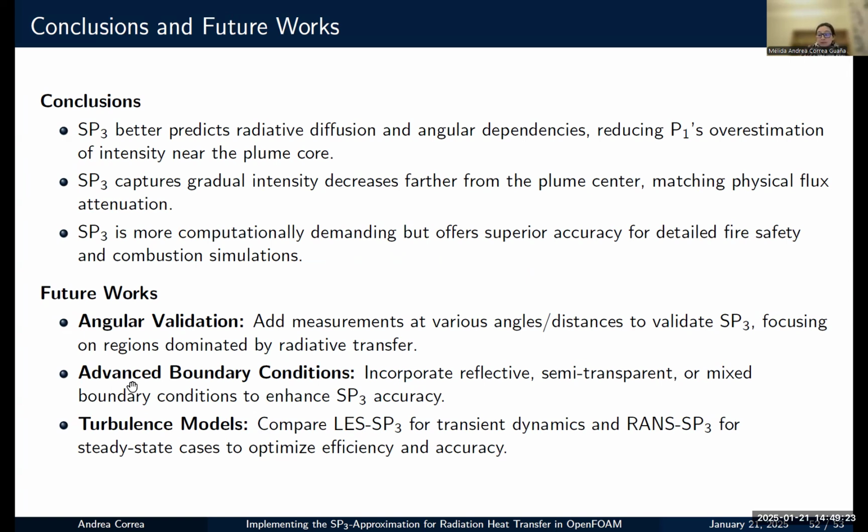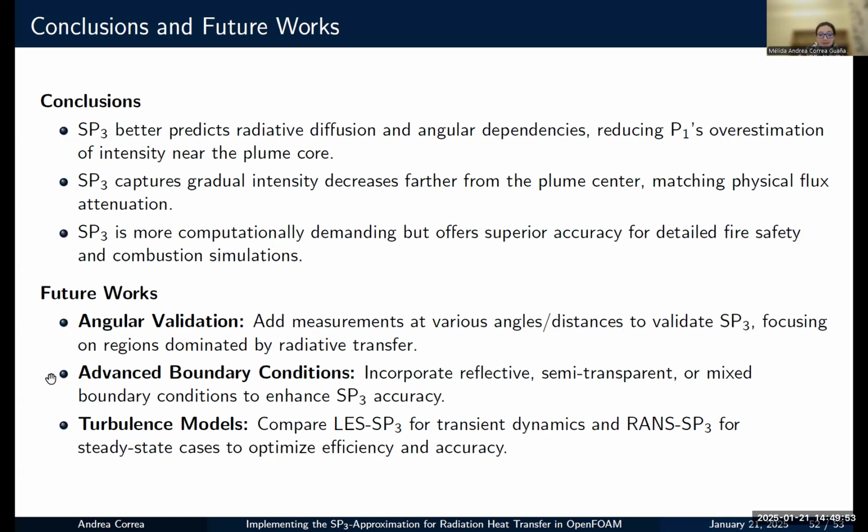In the future works, we can consider the turbulence model and compare what happens. The angular validation is what I told you before: we can add measures at various angles and distances to validate this model. And of course, we'll see where the radiation is. It's not lost, of course, but where is it?